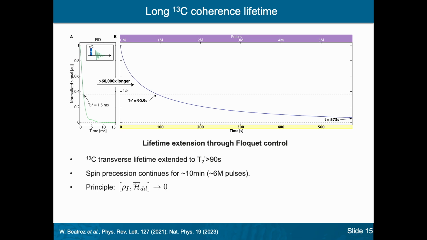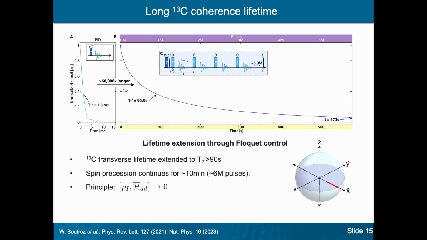You can extend this from something like a millisecond or 2 milliseconds to approaching 90 seconds, and in more recent work, even further, like 600 seconds or so. And this is just by applying a large number of these control pulses on these nuclear spins, in this case about 6 million pulses, and we observe these things continuously in one shot because the readout is non-destructive.